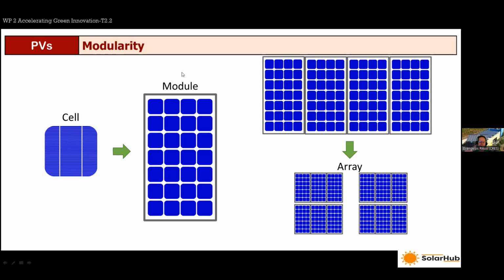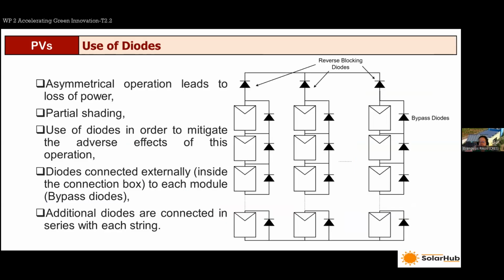So we still need to combine modules into panels, and these panels into arrays, right? We could have arrays of modules and panels, and we can increase the power of the system up to several megawatts this way. But because we are forced to do that, because we cannot increase the power otherwise, it is necessary to use some external diodes. These diodes are not to be confused with the internal diode, the characteristic of the PV cell itself.